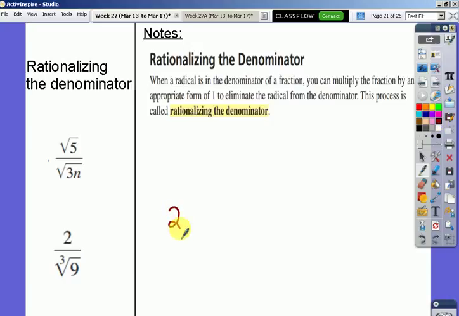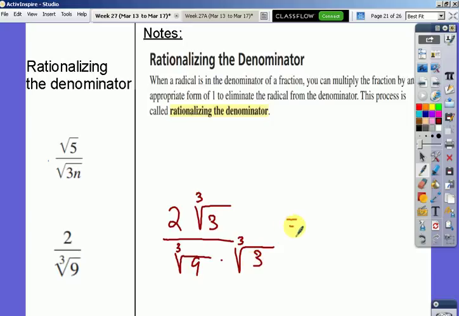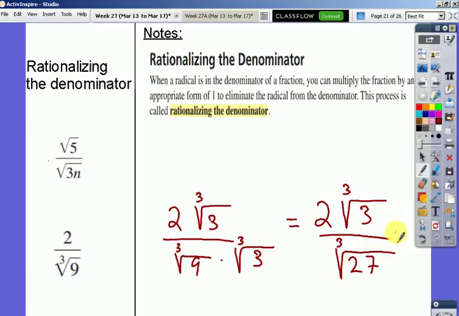27 is actually a perfect cube, right? So I'll take 2 and I'll multiply it by the cube root of 3 and the cube root of 9. I'm going to multiply that by the cube root of 3 as well. I'm still multiplying by 1, it's just a different form of 1, right? So I still end up with 2, cube root of 3, because I can't simplify that. But now I have the cube root of 27. What's the cube root of 27? Right? So you have 2, cube root of 3 over 3.